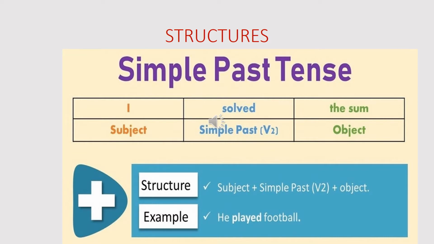Children, let us see the structure of simple past tense. Here the example: I solved the sum. I is the subject. Solved is simple past, that is V2 form. The sum is the object. Structure: subject plus simple past, that is V2, plus object. He played football. This is an example taken here. He is the subject. Played is in simple past, that is V2 form. Football is the object. He played football.